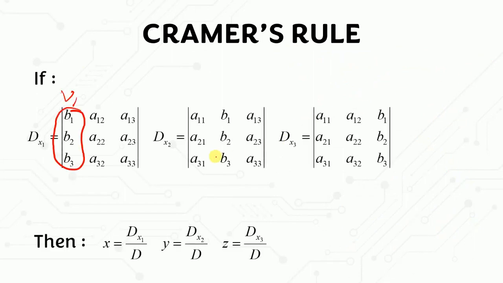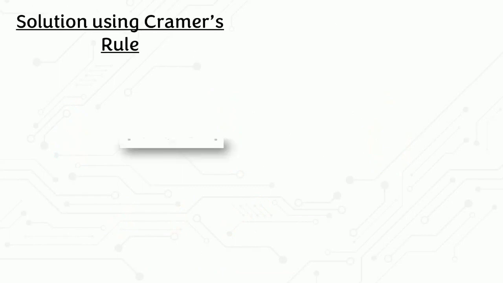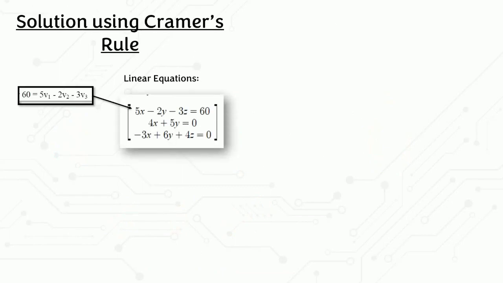So you just rearrange this one for V1, this one for V2, and this one for V3. Just change that value. Then you need to find the determinant for each. This is one for V1, this is one for V2, and this one for V3. Rearrange that, and then this is the solution to the linear equation.